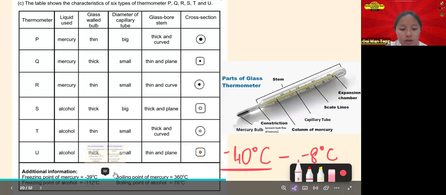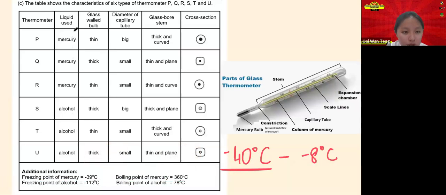But if you choose mercury, which is -39 degrees Celsius, it will freeze because it is higher than the lowest temperature of the North Pole. So from the table, you can cross out the mercury ones. So you're left with S, T, and U, which use alcohol in the thermometer. Okay, now let's move on to the glass wall bulb. Should we choose a thin one or a thick one?